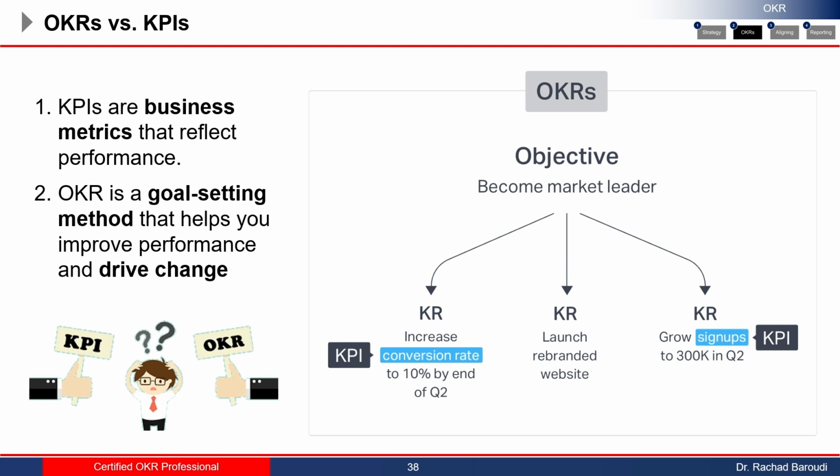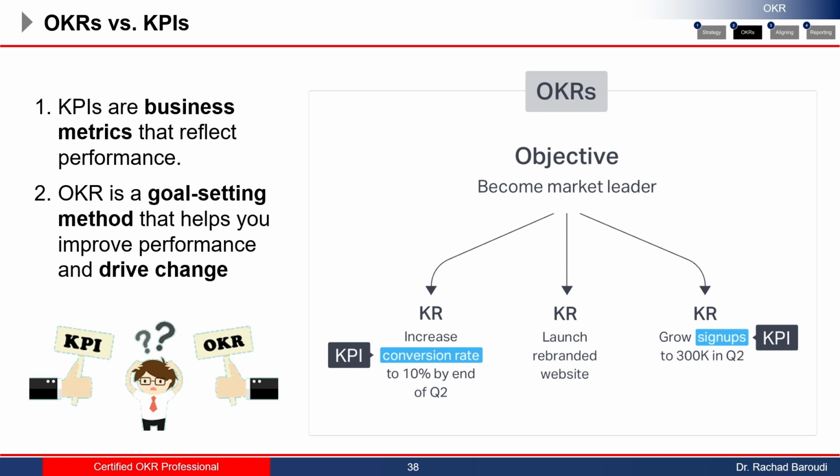So if we look at the first KR, which is increase conversion rate to 10% by end of quarter two, we see that inside the KR there's a KPI, which is conversion rate, as the name of the KPI is conversion rate. Same thing if we look at the last KR, grow signups to 300,000 in quarter two. So for me, number of signups is a KPI. Like I mentioned, the KR starts with the verb. Meanwhile, the KPI does not start with the verb. It's just a name of what needs to be measured. So signup in this case, or the number of signups.